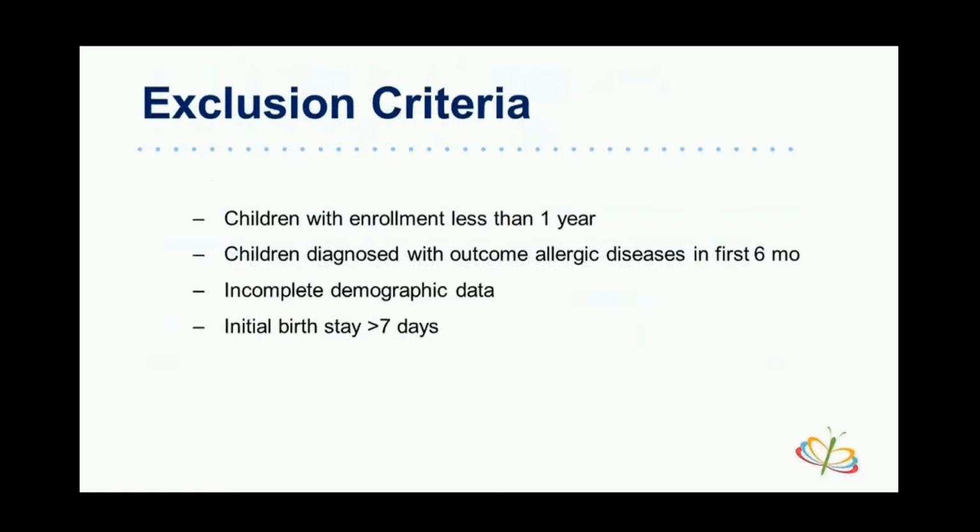Here are the exclusion criteria. Children with enrollment less than 1 year, so lost at some point before their first birthday. Children diagnosed with an allergic disease within their first 6 months, and again, we'll talk about what that means. Incomplete demographic data, or if they had an initial hospitalization at birth that lasted greater than 7 days. That got them out of the study, but again, of our 1,200,000, those dropped it to 800,000.